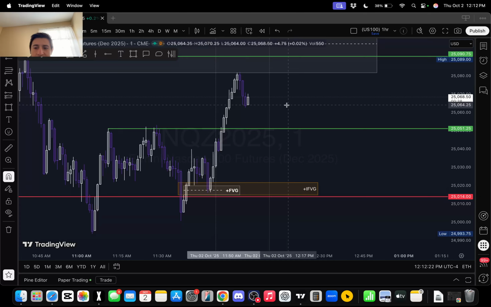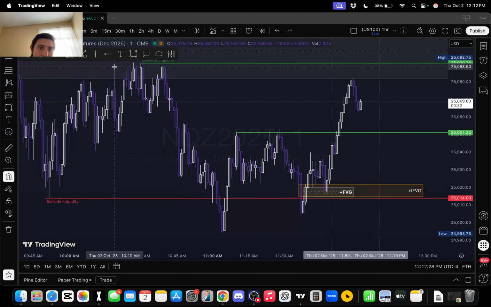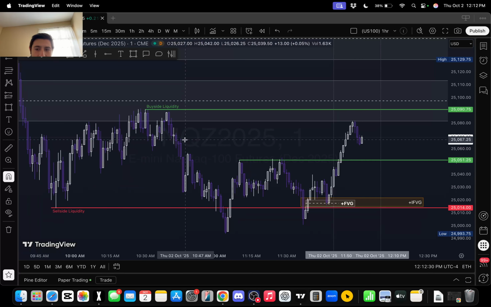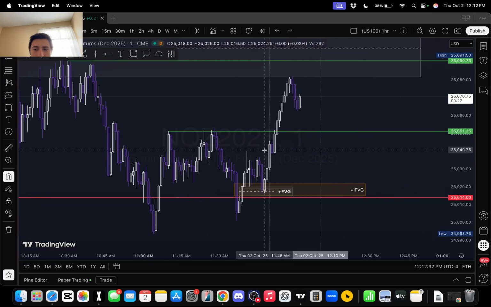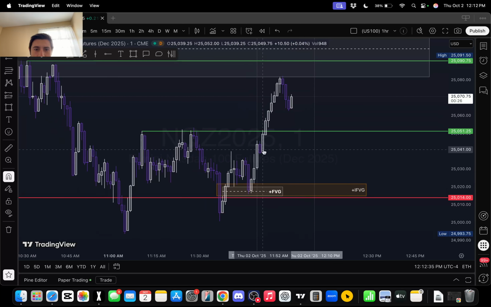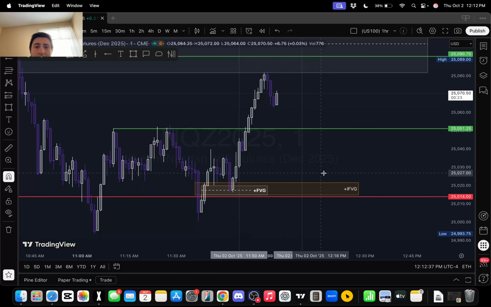See how it's starting to formulate? Fair value gaps, swing high, relative, equal buy side created. Macro, which we'll get into more. Don't worry, don't worry.